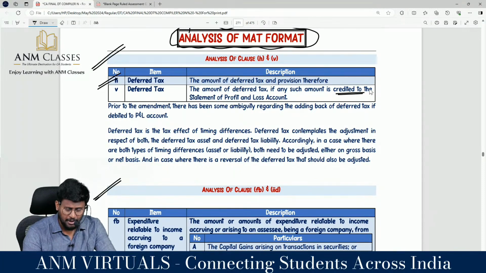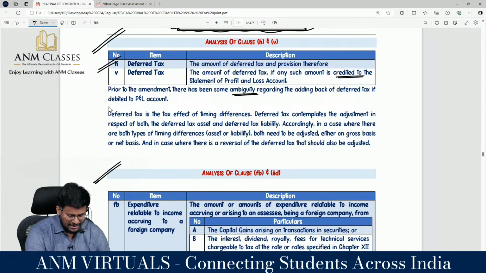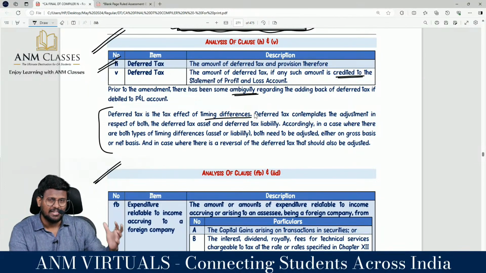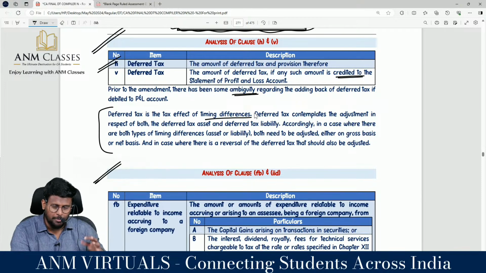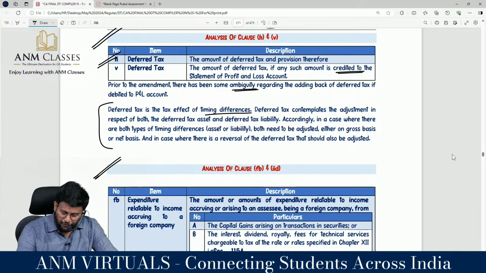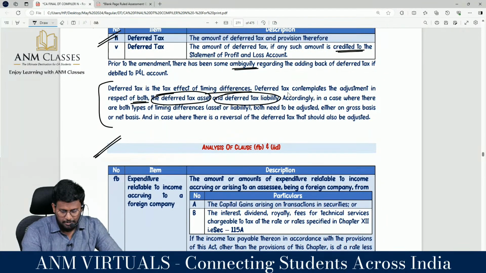Prior to amendment, there has been some ambiguity regarding the adding back of deferred tax if debited to P&L account. Now, deferred tax is the tax effect of timing difference. We know that the taxable profit as per the accounts and taxable profit as per the tax will be different. So, in order to match it on a straight line method, we are using the deferred tax concept as per AS 22 or Ind AS. Deferred tax contemplates the adjustment in respect of both the deferred tax asset and deferred tax liability.